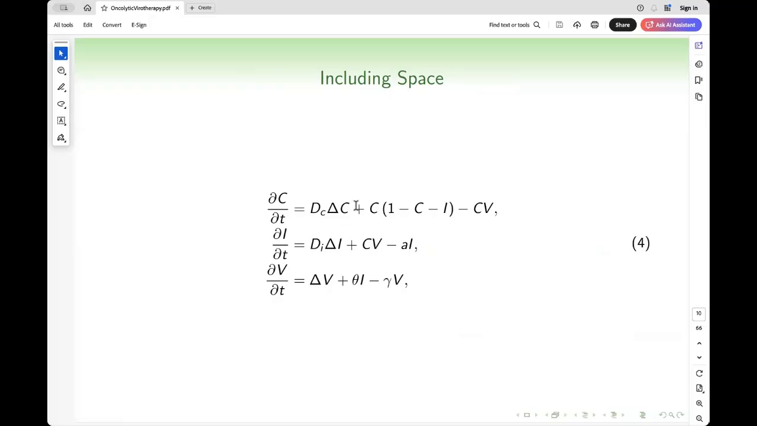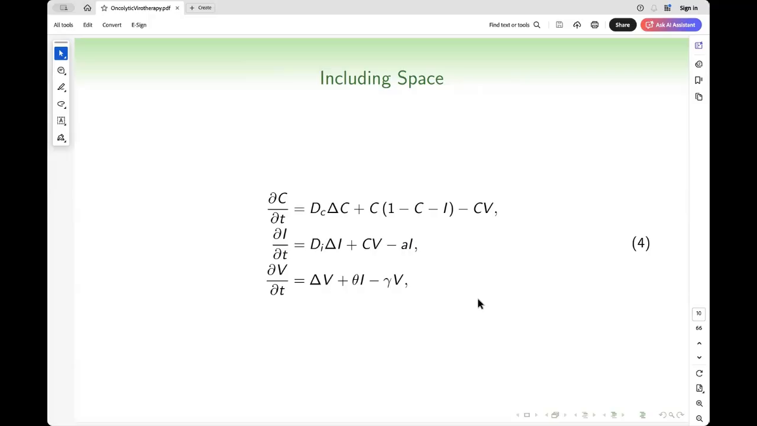Next, we include space. So the cancer, of course, occupies some space in the tissue, and we add diffusion terms to the equations for the cancer cells, the infected cancer cells, and for the virus. And so what then happens is interesting too. Without diffusion, we can have oscillations. We have local oscillators. Now, if we couple them diffusively, we have spatially coupled oscillators.